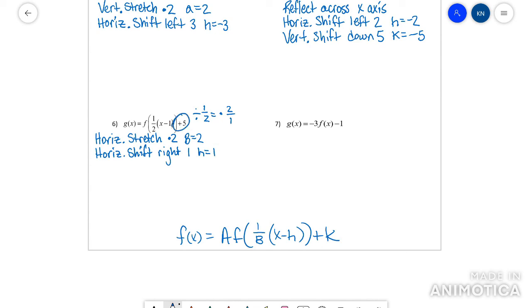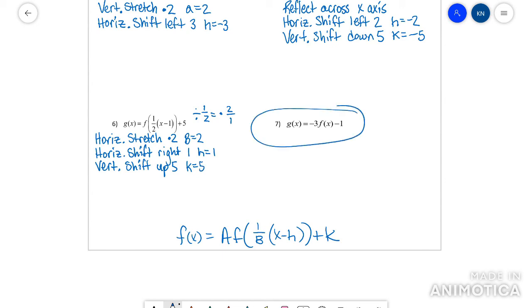This last one's the plus 5 at the end. It's outside, so it has to be vertical. It's plus or minus, so it has to be a shift. Since it's vertical, it does what it says, so adding 5 would make it go up 5. And then it's in your K slot right there, so that's going to make it just go K equals, and since it's vertical, you can just write whatever it is, so positive 5.